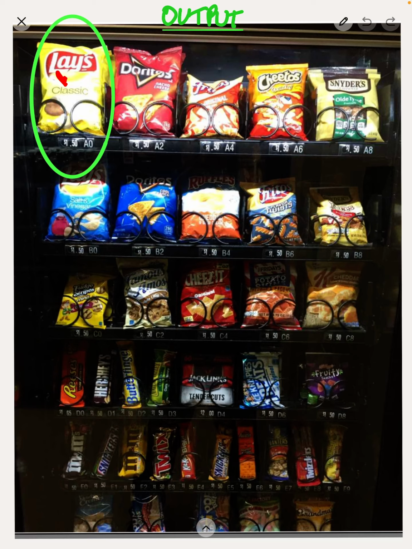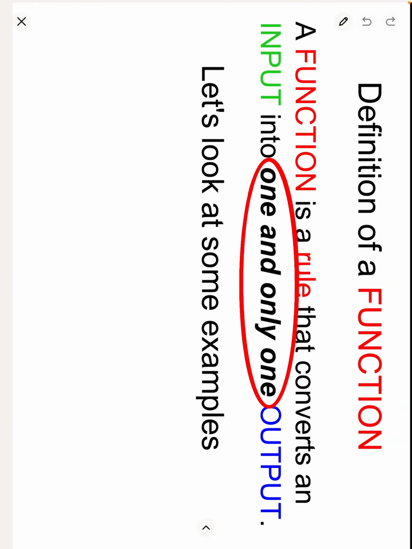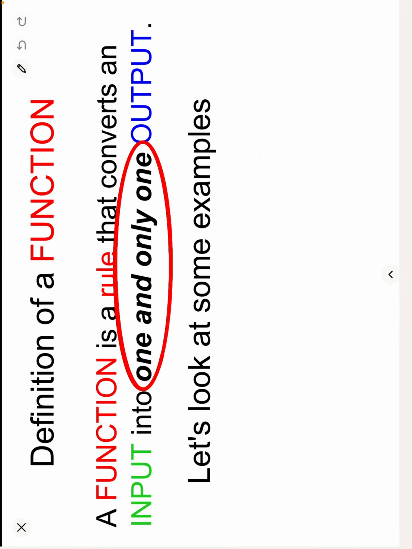Also, the other thing is, whenever I press the A0 key, I expect Lay's potato chips. I don't expect Lay's potato chips one time, and then the next time I'm going to get a Snickers bar. Every time I should get Lay's potato chips. If you understand that, that's what a function is. So let's start with a more formal definition. A function is basically a rule that converts an input into one and only one output.